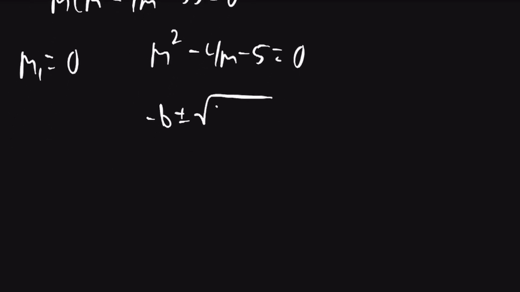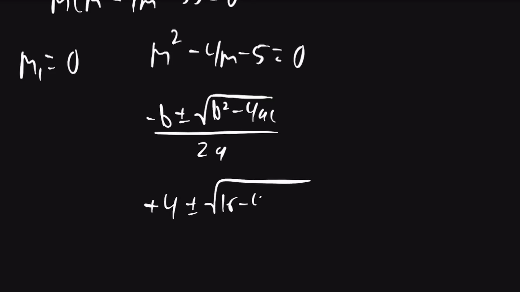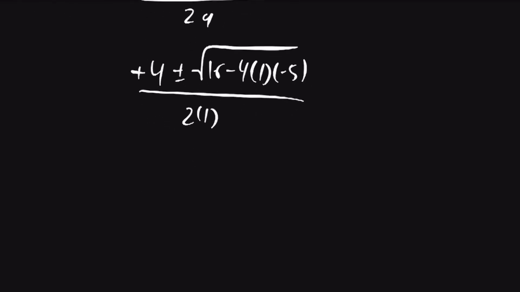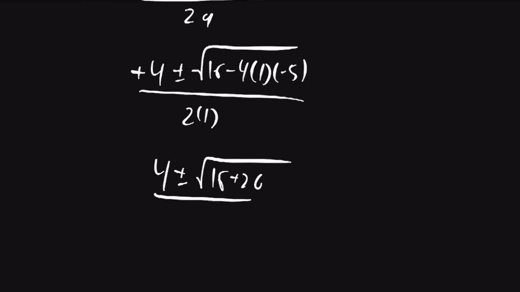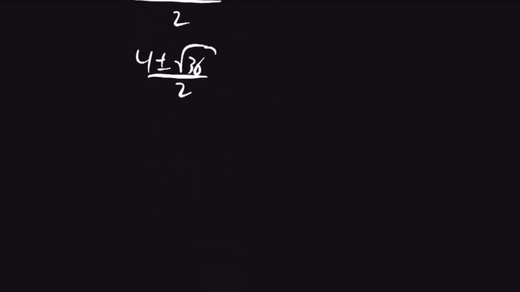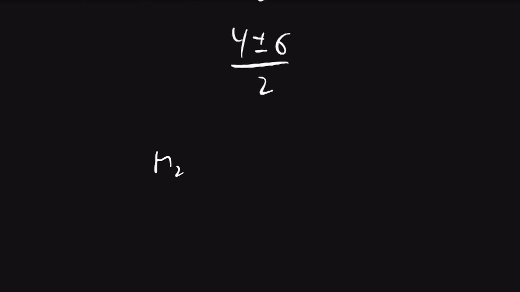It'll be negative b plus or minus the square root of b squared minus 4ac, over 2a. It should be positive 4 plus or minus the square root of 16 minus 4 times 1 times negative 5, over 2 times 1. This will be 4 plus or minus the square root of 16 plus 20, over 2, which is 4 plus or minus the square root of 36 over 2, which will be 4 plus or minus 6 over 2. So m2 will be 4 plus 6 over 2. m3 will be 4 minus 6 over 2.